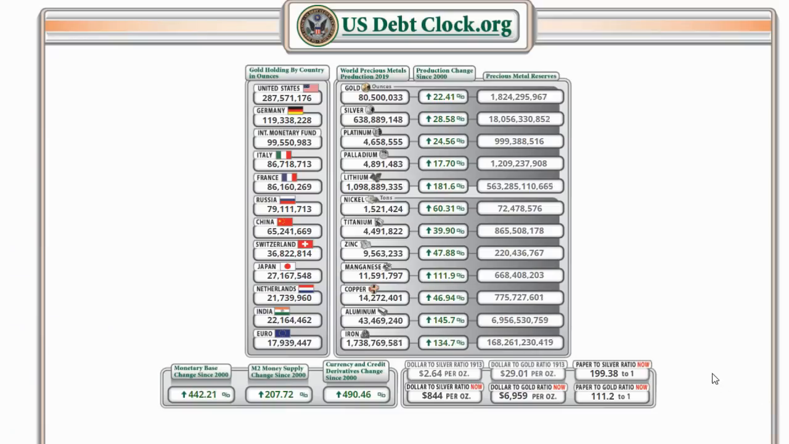Now, if you look at the debt clock here, this number, yes, I believe it's true. For every $844 bills, there is an ounce of silver out there. That's really what it boils down to. For every $844 bills that there are out there, that equals 1 ounce of silver. That is simply a ratio.